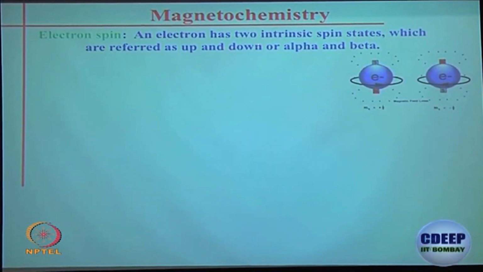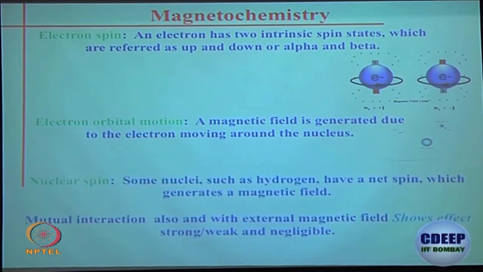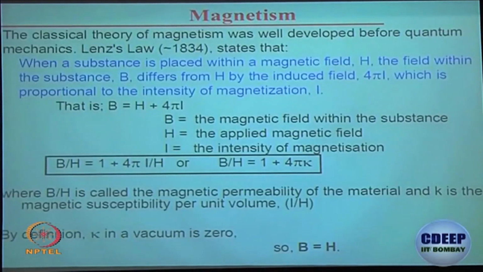An electron has two intrinsic spin states, which are referred to as up and down, or alpha and beta spin. Electron orbital motion is nothing but what you see in the universe: the center is the nucleus and the electron is spinning. Now, some nuclei also have spin. You just read it, so it becomes a little boring to teach because you know it. Now, magnetism. This is an equation.